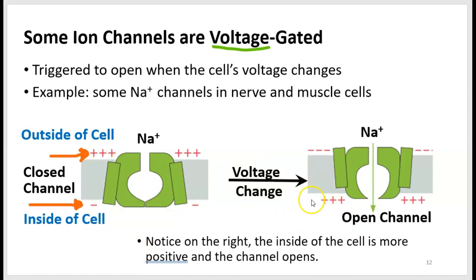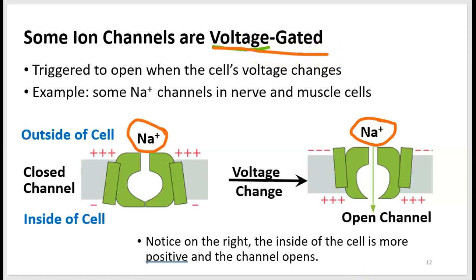So if the inside of the cell now becomes positive, whereas it used to be negative, now the channel will open. Now what's being transported is not the charge. What's being transported is a different substance, and it's sodium. So we say that this is a sodium channel, but it's gated by voltage. So it's a voltage gated sodium channel.